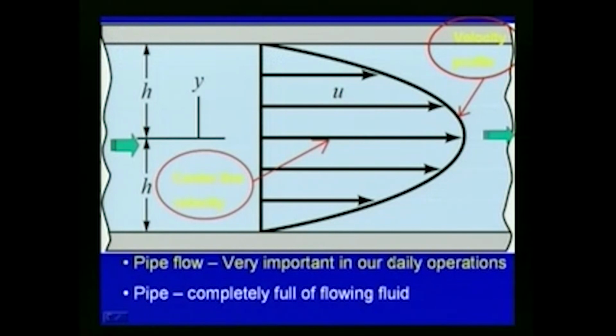Now let us see this pipe flow. You can see that the flow is in this direction. As we discussed, the pipe is flowing full, so it is always under pressure. If we plot the velocity variations, due to the no slip condition on the periphery of the pipe, the velocity will be 0 there, and the velocity will be maximum at the center line, as shown here. This is the typical velocity profile as far as pipe flow is concerned.